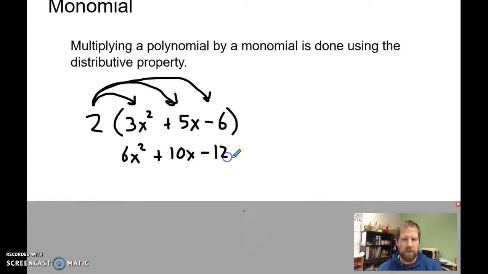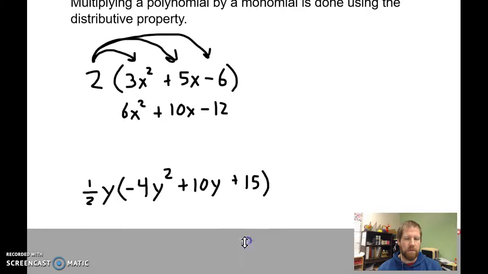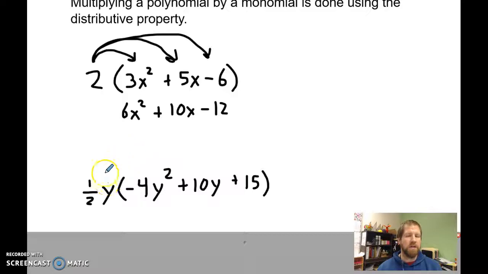Okay, and you can see with a constant, I just have a number here, so the degree and the number of terms in my polynomial remains the same. Okay, the number of terms when you're multiplying a monomial by a polynomial, the number of terms in the polynomial will always remain the same. If you are multiplying by a variable, whatever exponent is on that variable is the amount, the degree to which the degree of your polynomial will increase.